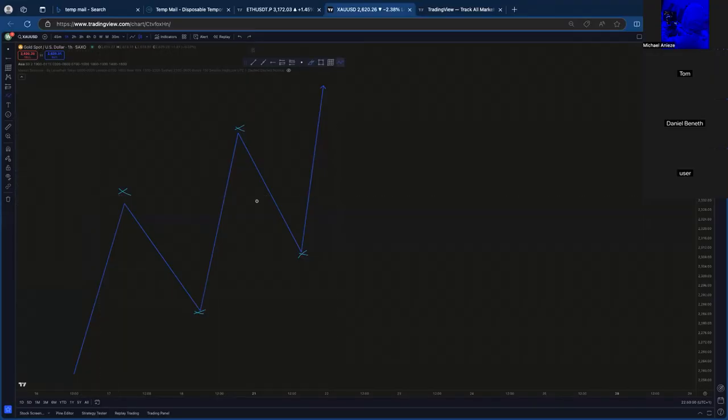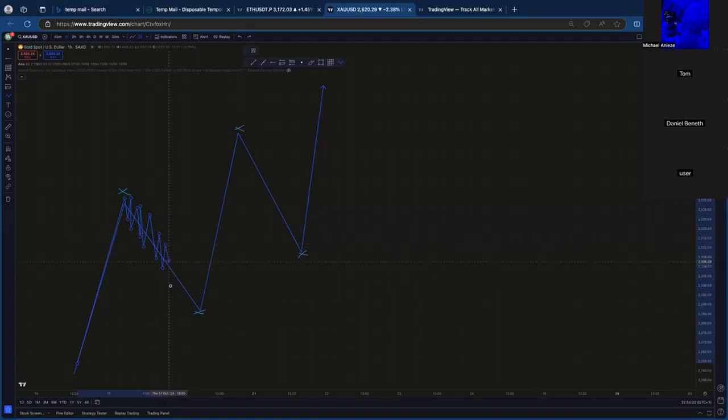Meanwhile, we can differentiate this. This movement is the swing structure, right? Now, this pullback right here, you could call the substructure, right?